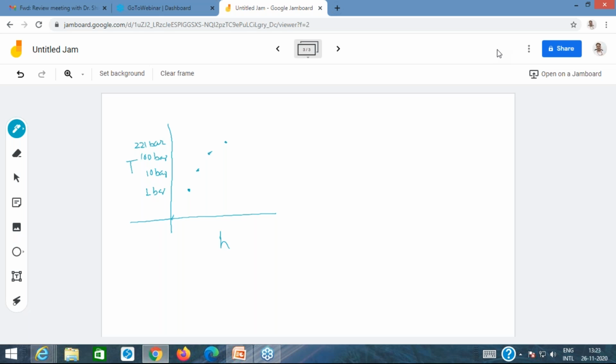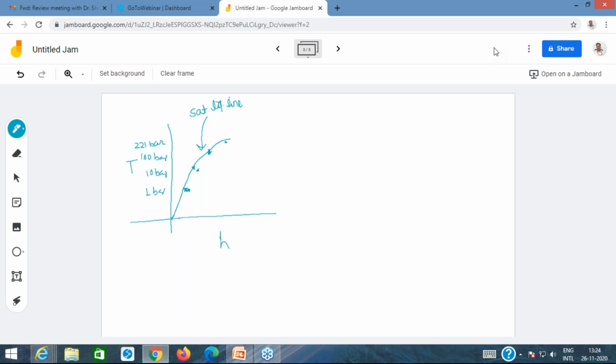Okay, so we find that the Hf value would go on increasing. If I connect all these Hf values, just excuse me for the deviation, I'm not able to correctly plot it on the whiteboard, but assume that these points are here, these points are here. If I connect all the Hf values, that gives me a curve which is called the saturated liquid line.